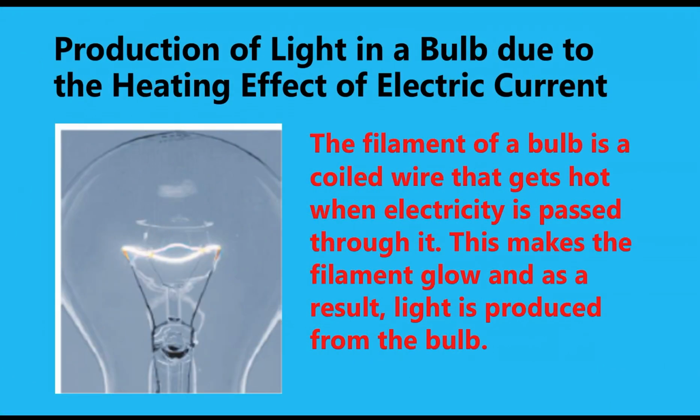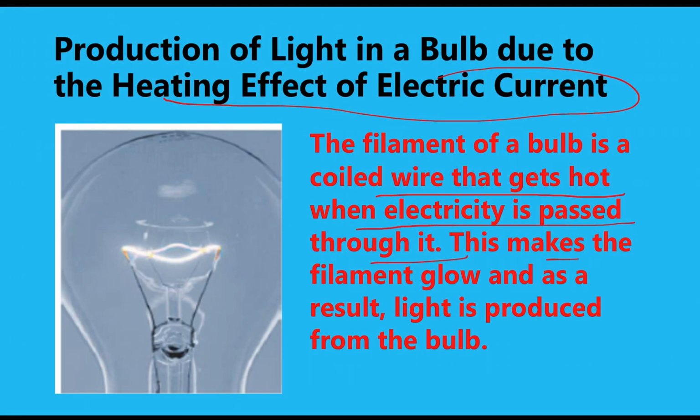So production of light in a bulb is due to the heating effect of electric current. The filament of the bulb is a coiled wire that gets hot when electricity is passed through it, and this makes the filament glow. As a result, light is produced from the bulb. You can see this is how the bulb is glowing.